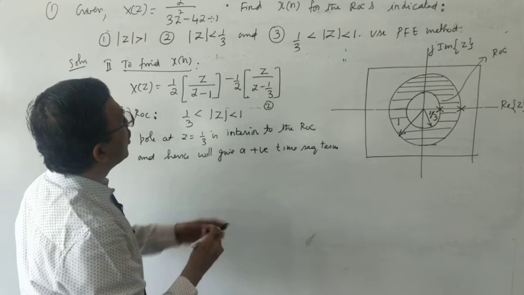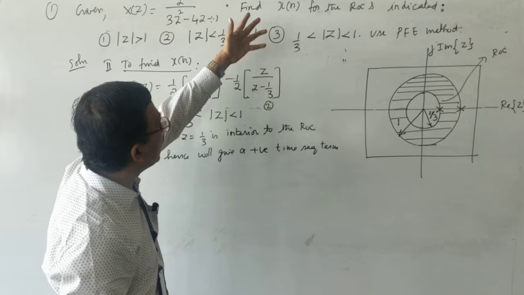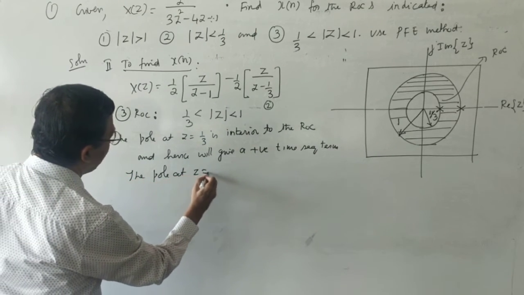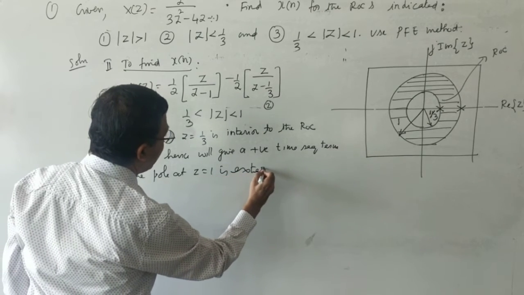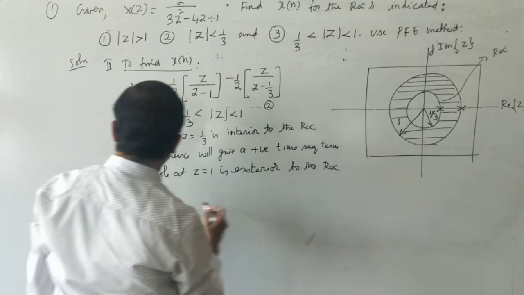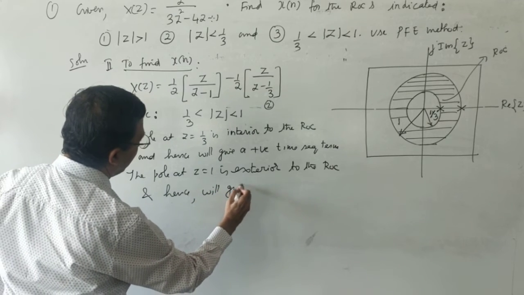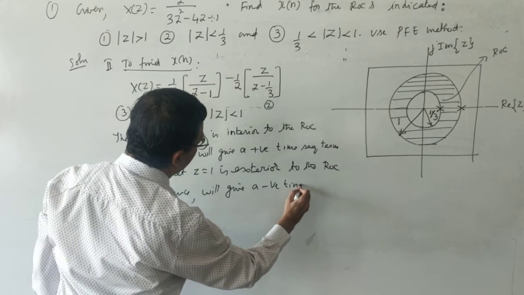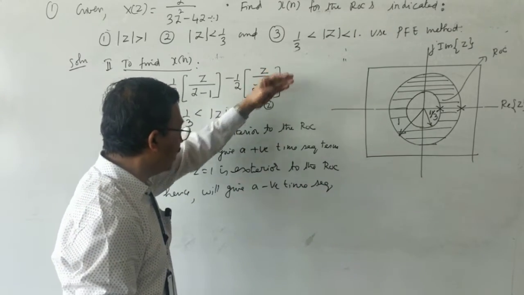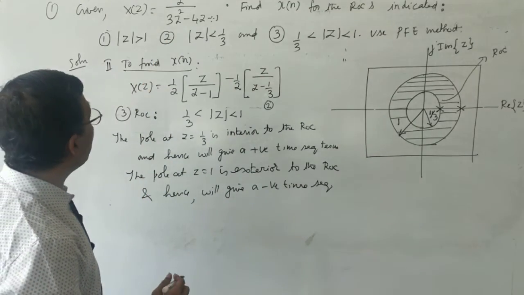That means what will be the inverse of the quantity inside this bracket? 1 by 3 to the power n into u of n. The pole at z equal to 1 is exterior to the ROC, and hence will give a negative time sequence term. Positive time sequence term means a to the power n into u of n. Negative time sequence term means minus a to the power n into u of minus n minus 1.